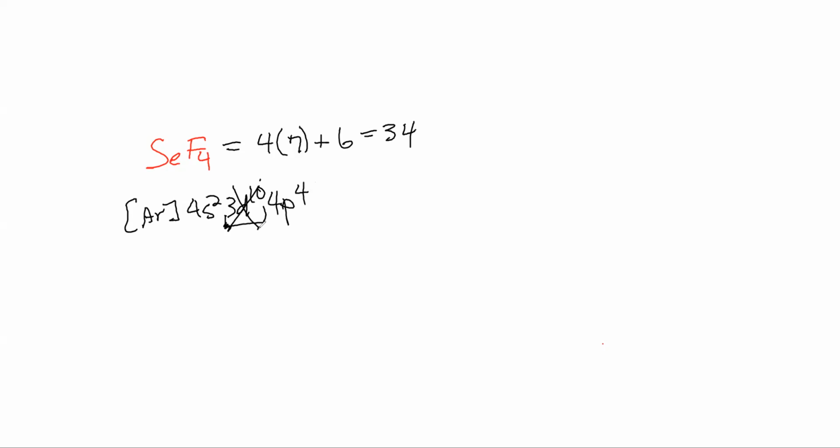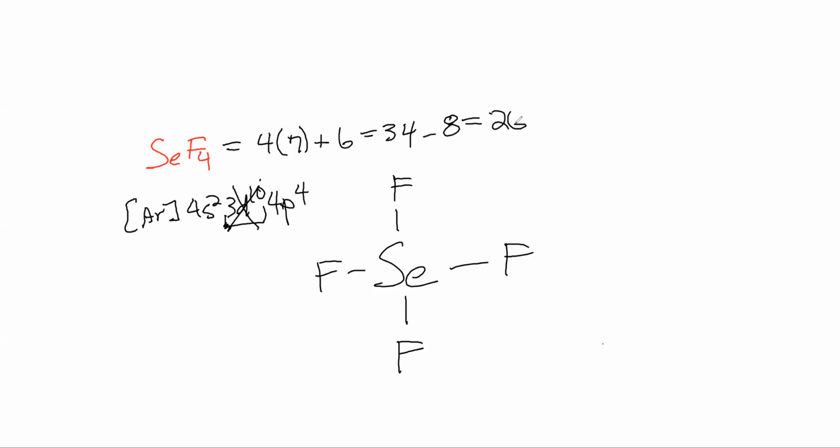And so who's going to be our central atom? Is it the selenium or the fluorines? Selenium. Yeah. So if that's our central atom, we can spread out our fluorines around it. That takes up 8 of those electrons, so now we're back to 26. We need to fill in our octets for each of those fluorines, so that's 24 more electrons. And where should we put those last 2 electrons? On the selenium.